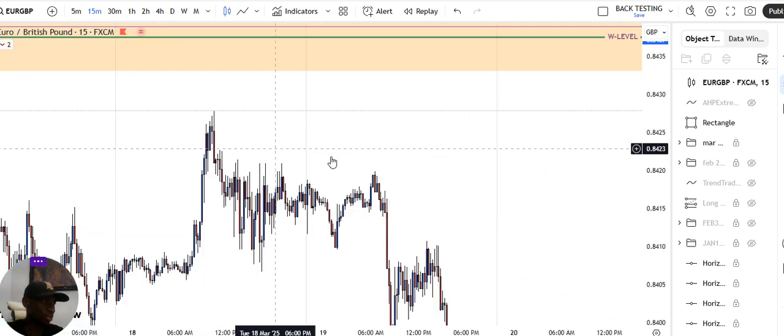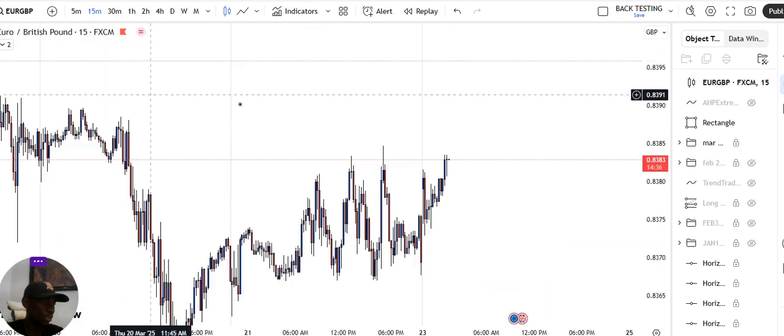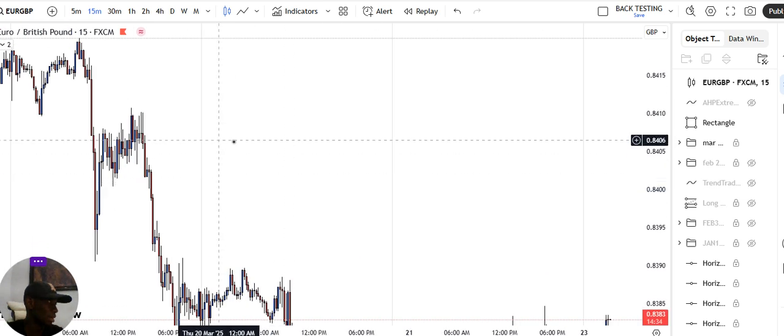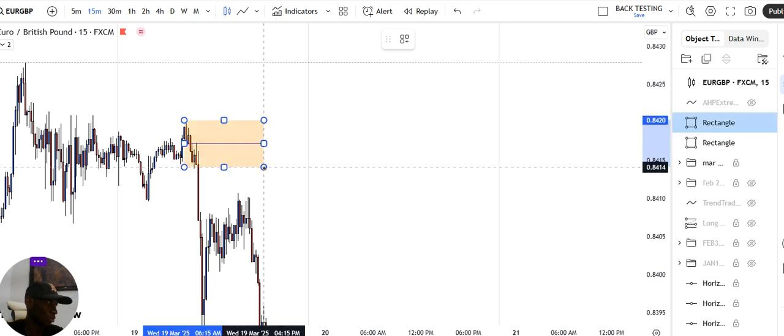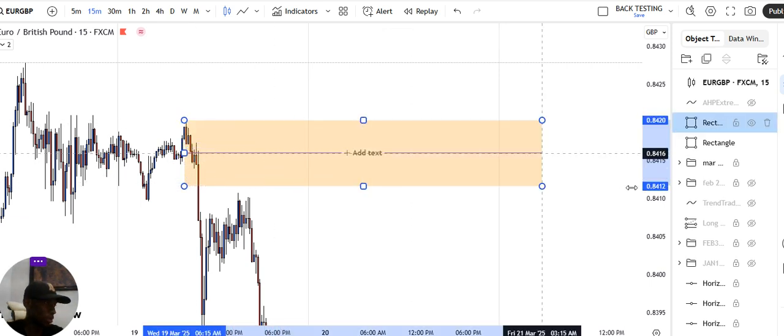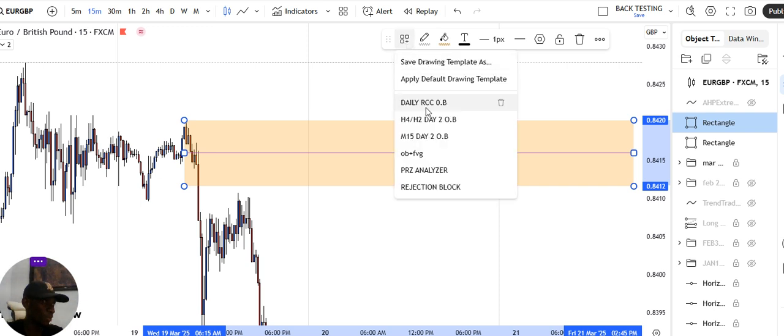Now for re-entry, I'm looking at what price does here. This is a good level to also look at for entry.